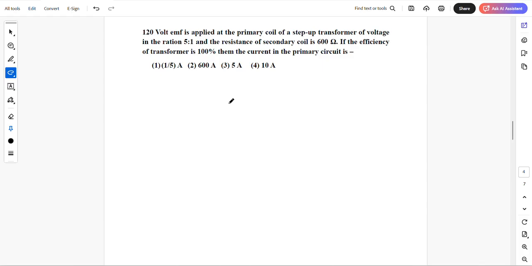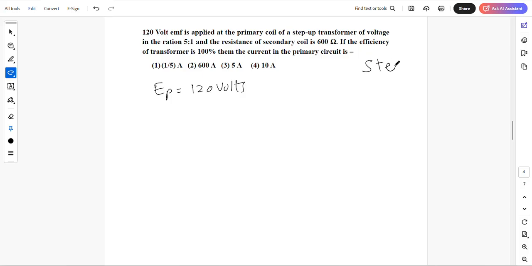We will see the next sum. What is it saying? 120 volts is applied at the primary. Primary coil means EP. EP is equal to, directly you can write, 120 volts. Okay, step up transformer of voltage in the ratio. What is going to be a step up transformer?